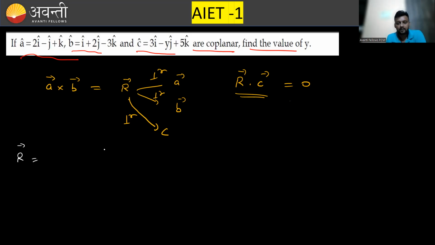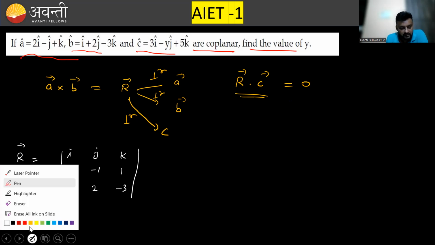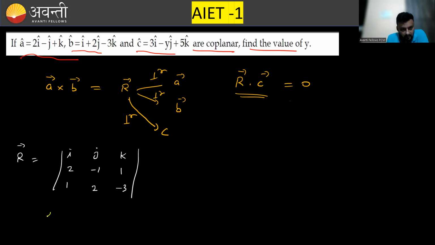R is what? A cross B. A cross B, you can use the determinant method, i j k. I is what? 2, minus 1 and 1. B is what? 1, 2, and minus 3. So if I solve this, I will get i times 3 minus 2, that is 1, minus j.